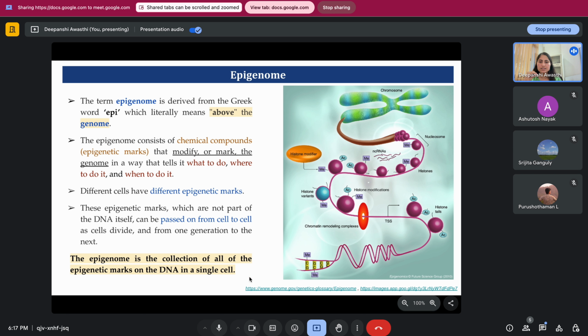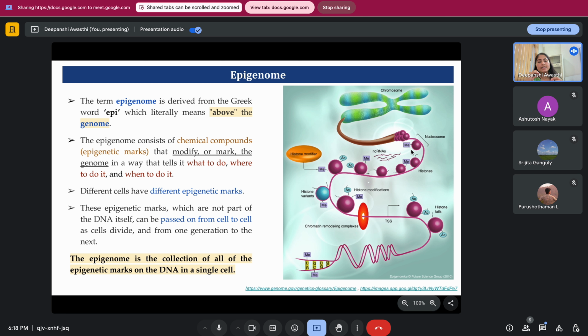So to introduce the epigenome, it is the collection of all of the epigenetic marks on the DNA in a single cell. So the epigenome among different cells can vary. Here on the right side you can see the structure of a chromosome. As you all know, a chromosome is a structure formed by nucleosomes. A nucleosome is when DNA is wrapped around histone proteins. As you know, DNA is very large, with more than 3 billion base pairs. So to accommodate that big DNA into the small nucleus, the DNA has to be wrapped around some proteins, and those proteins are referred to as histone proteins.